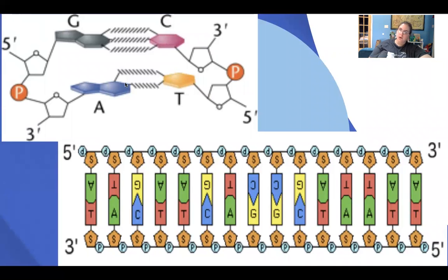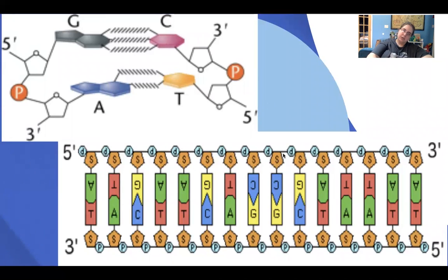So according to Chargaff, the number of purines and the number of pyrimidines equal each other, which means that you always have a purine and a pyrimidine bonded together. Now the reason why adenine always bonds with thymine is because of the number of hydrogen bonds that can form between them. They can each only form 2, as opposed to guanine and cytosine, which can form 3.